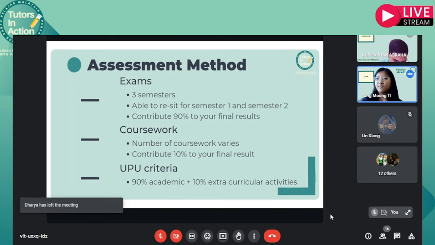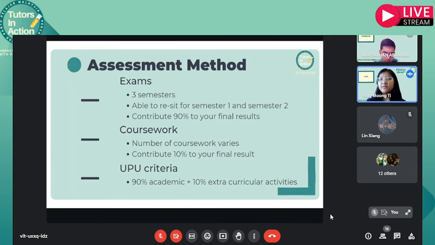And something I would like to touch on as well is the UPU criteria, because I believe those who are thinking of taking STPM are looking to enter public university. So for your UPU results, 90% comes from your academics, while 10% comes from your extracurricular activities. Next.